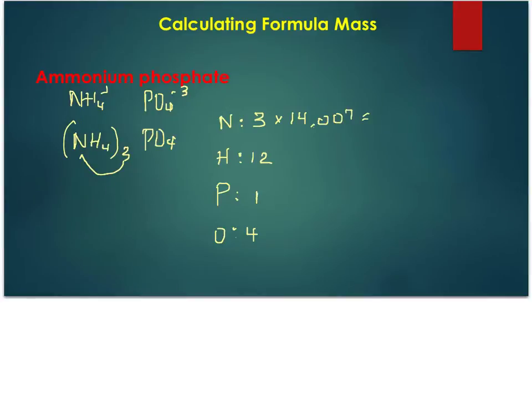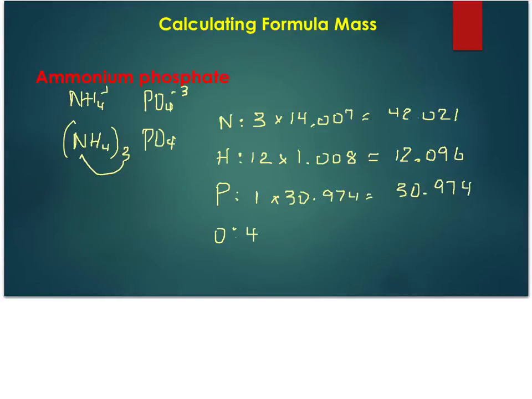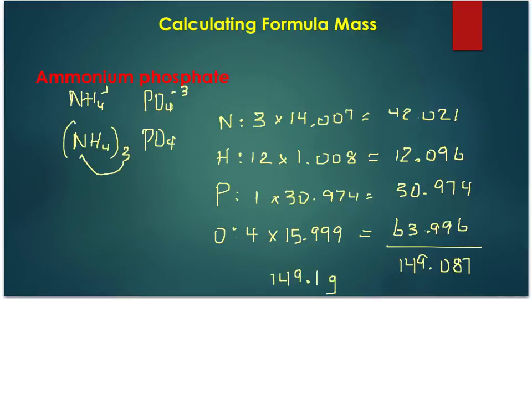So for nitrogen, that is 3 times 14.007. That gives us 42.021. For hydrogen, that's 12 times 1.008. So that gives us 12.096. Phosphorus is 1 times 30.974. So that gives us 30.974 still. Oxygen is 4 times 15.999. That is 63.996. We add all these together, we get 149.087. We want it to one decimal place, so that's 149.1 grams per mole. There you have your formula mass.